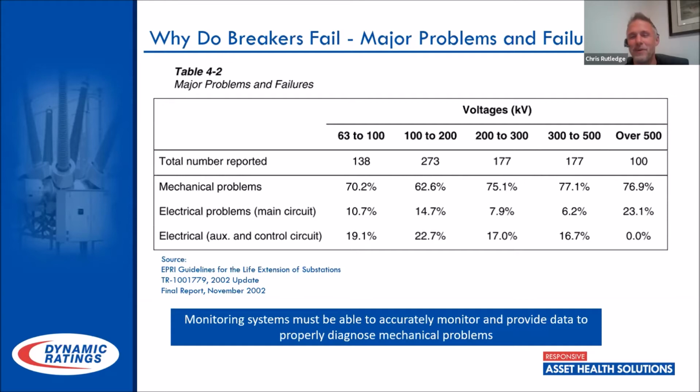There's actually two types of modes. With breakers, we have major and minor failures. Major failures is when a breaker fails to operate. So a command is issued and the breaker either does not open or close. If we look at the percentage of that, somewhere around 75% is going to be related to mechanical problems. So we're talking linkage, lubrication, those types of issues are about 75%.